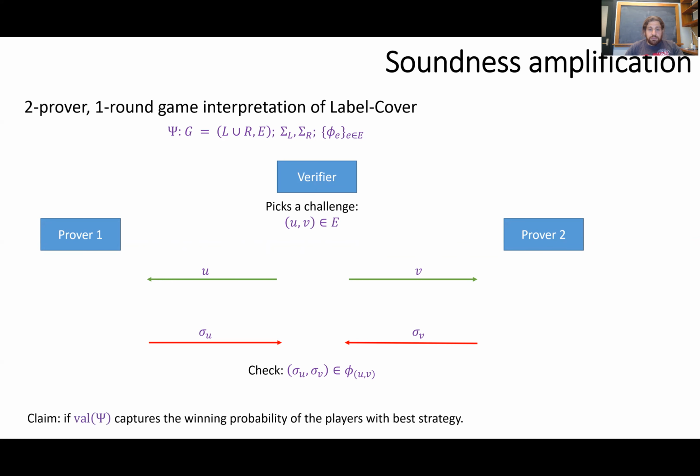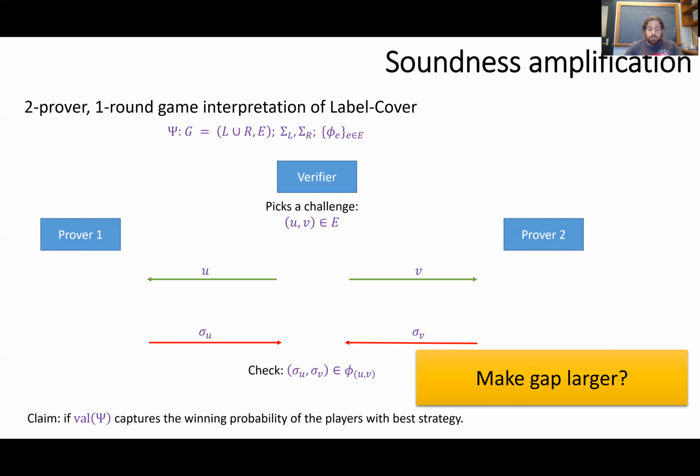It's easy to see that, under the best strategy for the provers, the probability that the verifier would accept is exactly the maximum fraction of constraints that can be satisfied in the label cover problem. So this problem is completely equivalent to satisfying as many constraints as possible, and we'll use this formulation to think about this problem.